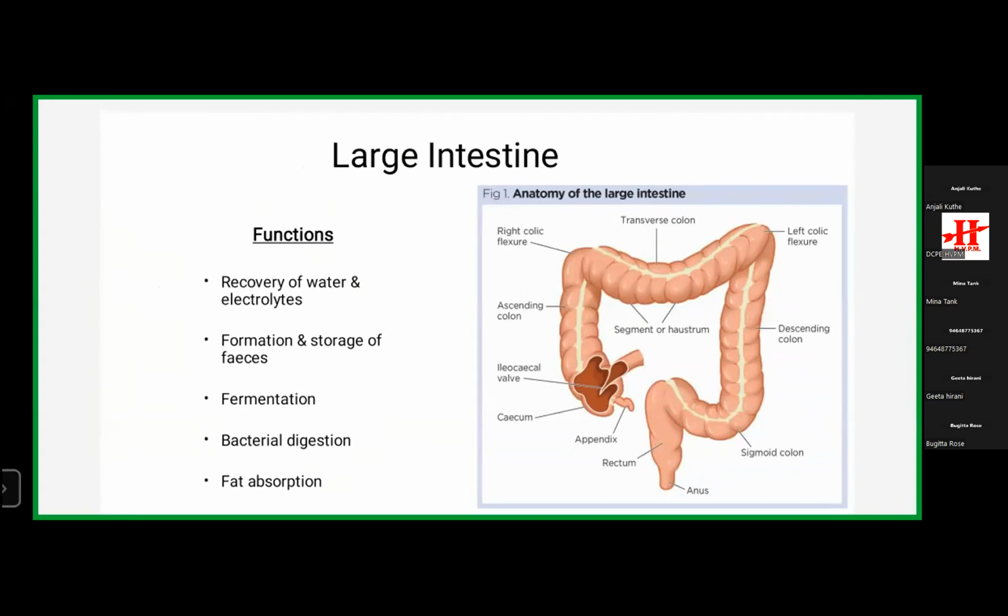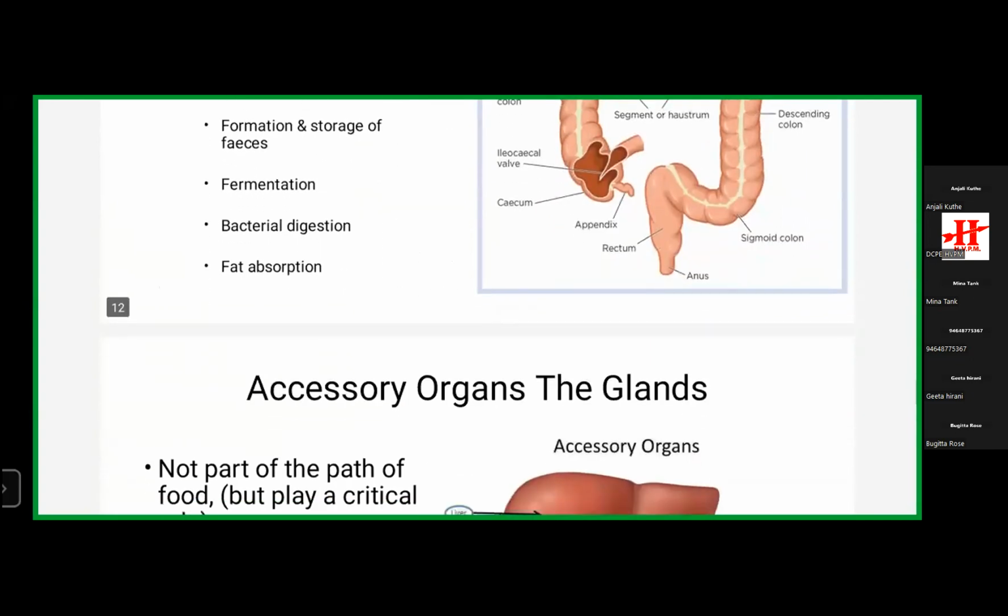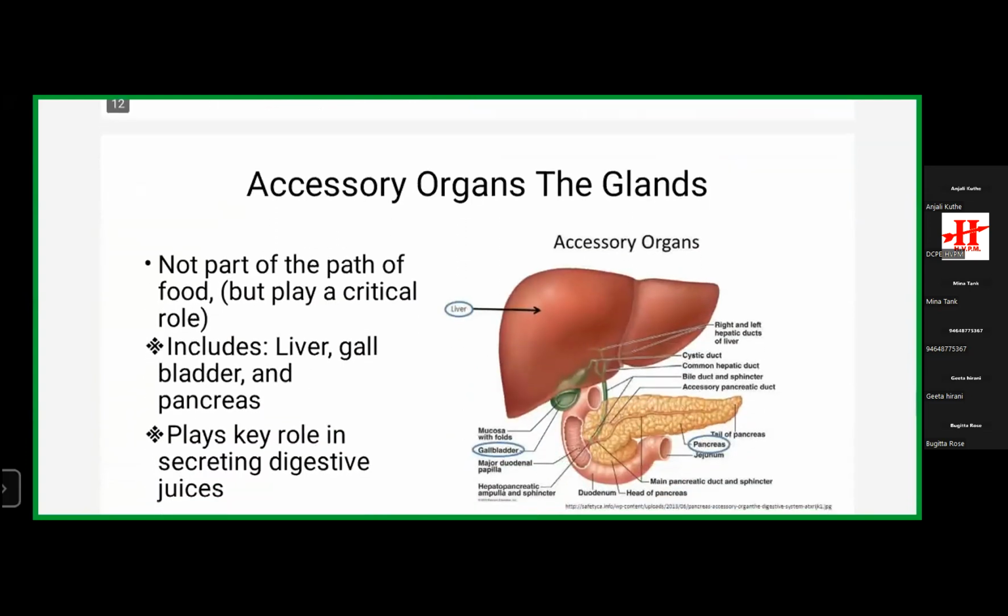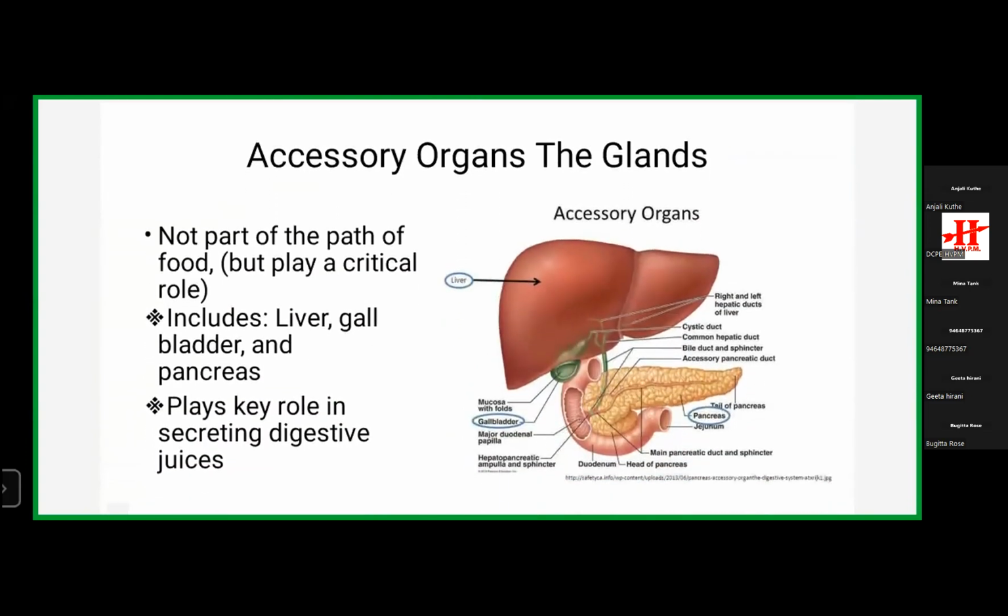Now today we are going to learn about the accessory organs, certain glands which help particularly in digestion, help in various metabolic processes, and help in relieving certain harmful materials from the body. Let us learn one by one. This is the first gland, that is known as the liver.